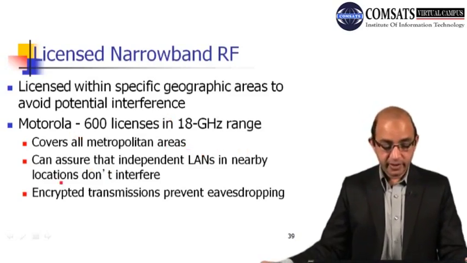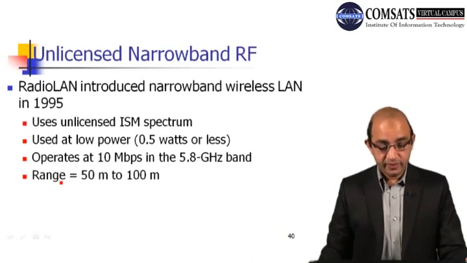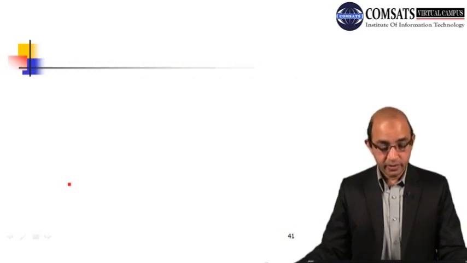Okay, so here are some of the vendors that are using unlicensed narrowband RF, right? RadioLAN introduced narrowband wireless LAN in 1995. Unlicensed ISM spectrum. Low power, again the power is within the spread spectrum, lower side, 10 megabit per second, and the range is 50 meter to 100 meter.